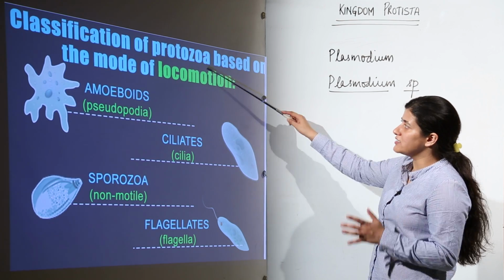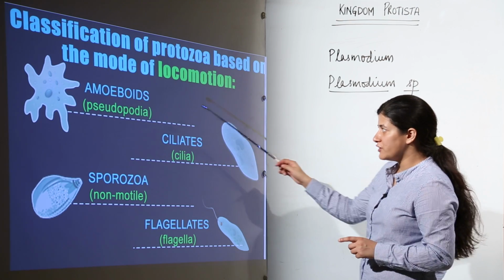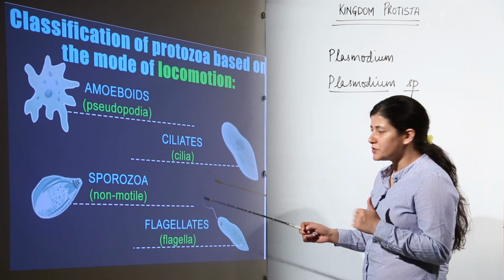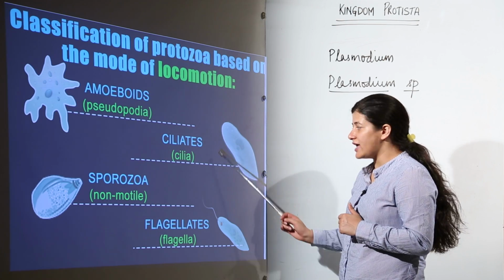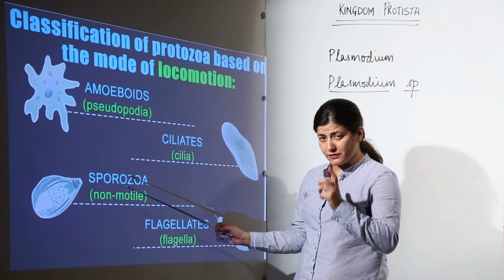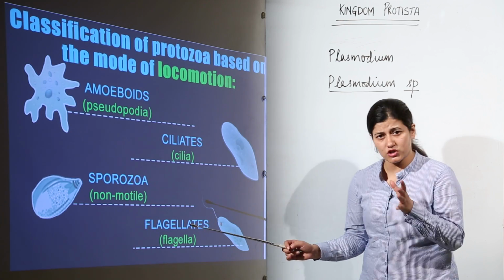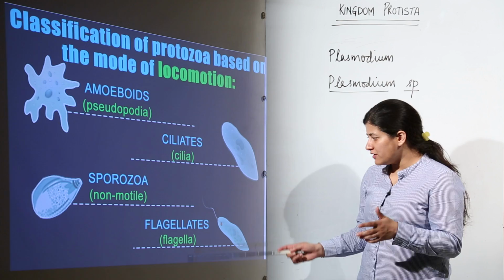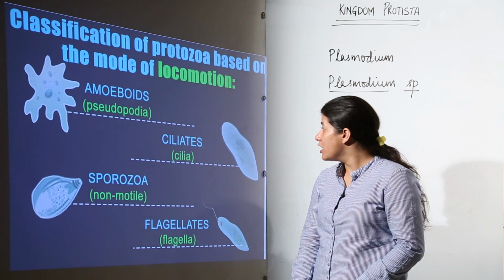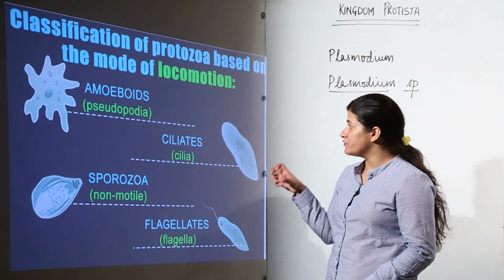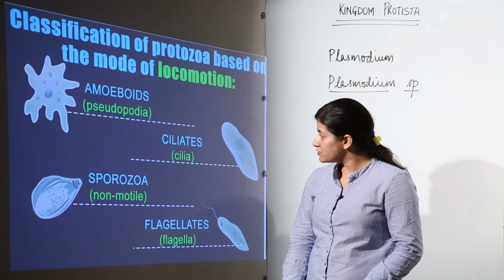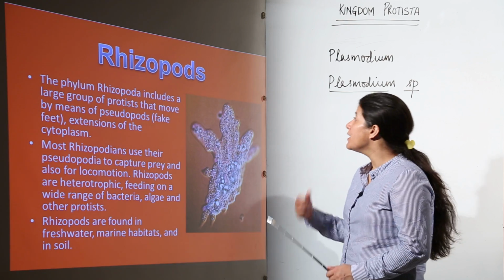Now, how do we classify protozoa on the mode of locomotion? First is amoeboids. The other name for amoeboids is rhizopods. Then we have ciliates, they have cilia around them. Then we have sporozoans which are non-motile, they will not have any organelle responsible for their motility, and flagellates, of course the long flagella would be responsible for their motility. From here you have to keep on memorizing the things, and once you start memorizing, let's get into depth more.